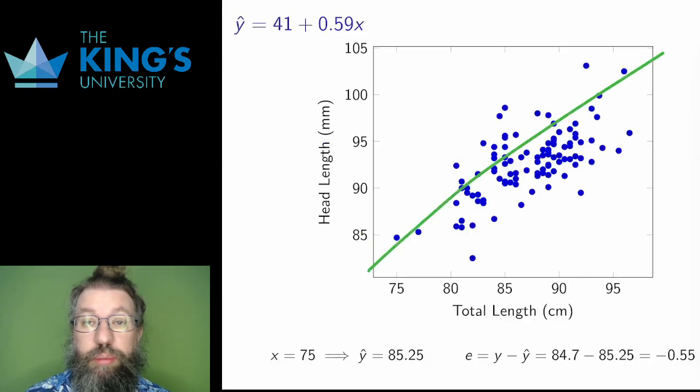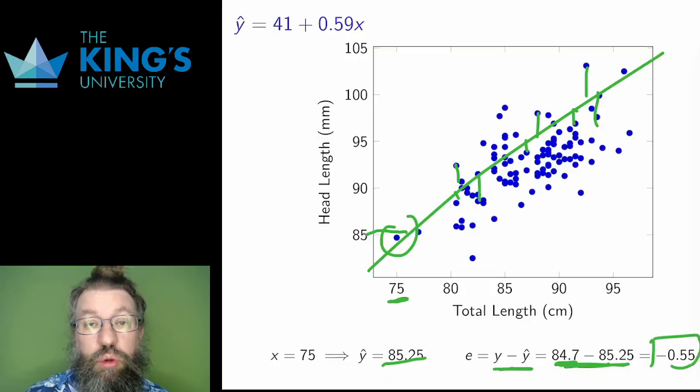Obviously, the line is an approximation. For each data point, I can ask how far it is away from the line. This is called the residual. Each data point has a residual with respect to the linear regression. For this first data point, if I put x equals 75 into the line, it predicts 85.25 millimeters. But the actual value of this particular point is 84.7. The difference, y minus y-hat, is the residual for this data point. And in this case, the residual is negative 0.55, showing that the data is 0.55 millimeters below the line.